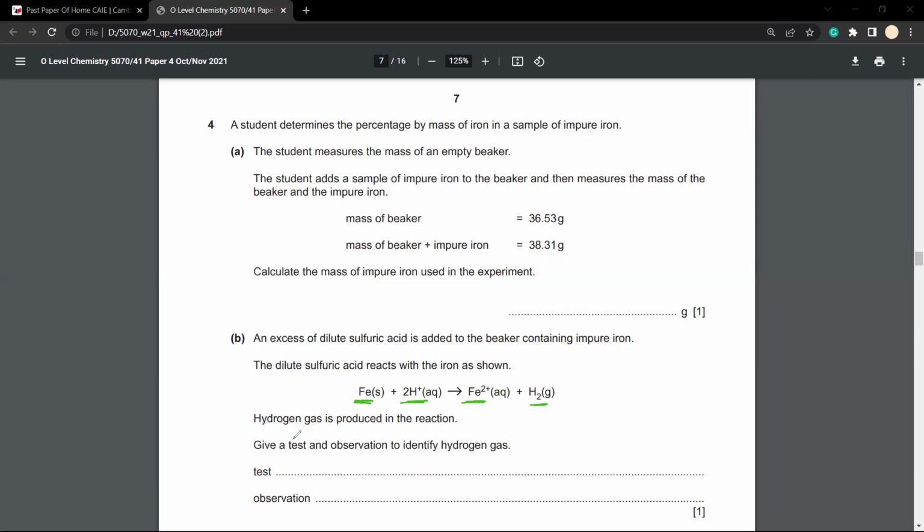Now, let's move ahead and see what is there in the question. Hydrogen gas is produced in the reaction. Give a test and the observation to identify the hydrogen gas. So for hydrogen gas, we need to know the test and the identification. The test is that we bring a burning splint close to the mouth of the test tube containing or liberating hydrogen gas. The observation will be that it extinguishes with a pop sound. If the flame or the burning splint extinguishes giving a pop sound, then the presence of hydrogen is confirmed. Moving ahead.